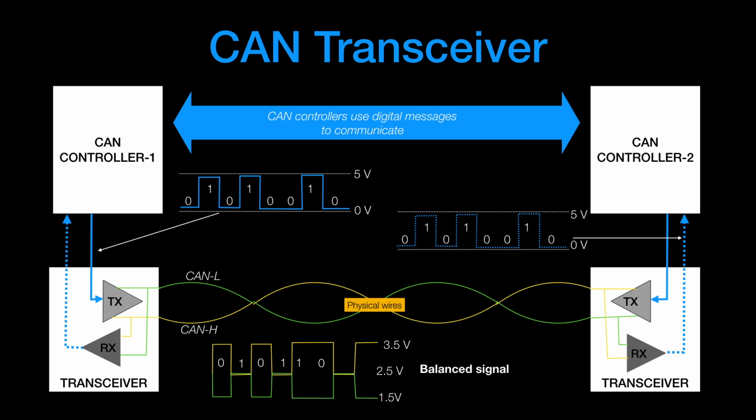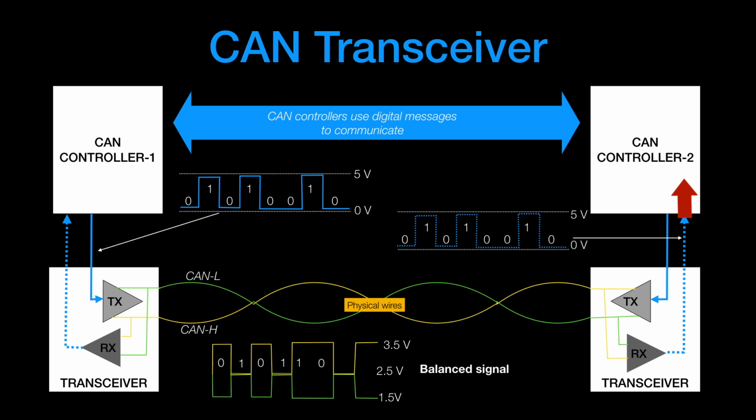Let me give you a little walkthrough on how CAN controller number 1 is sending the message 01010010 towards CAN controller number 2. CAN controller 1 will forward the bit stream in sequence towards the transmit part of the transceiver. The transmit part of the transceiver will convert the bits one by one to a balanced signal, as you can see on the bottom of the screen, and then the far end transceiver will detect the signal and convert that balanced signal back to a digital signal and forward it to CAN controller number 2.